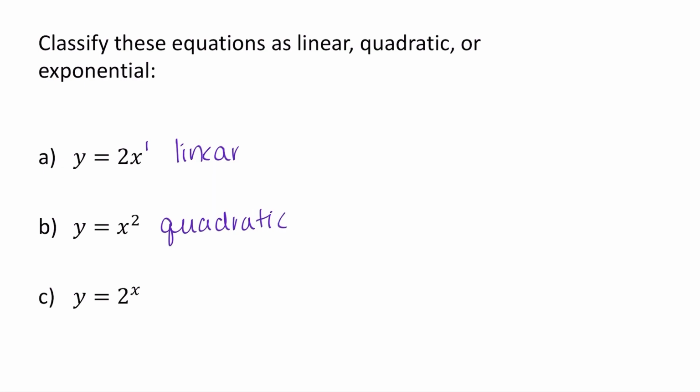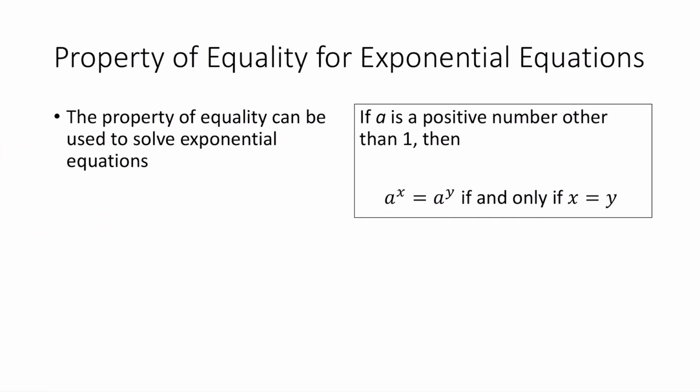Here we have y equals 2 to the x. Notice that the x is in the exponent, so that is going to be an exponential equation. When we have exponential equations, we have this property of equality that we use to solve these equations. If a is a positive number other than 1, then a to the x equals a to the y if and only if x equals y.